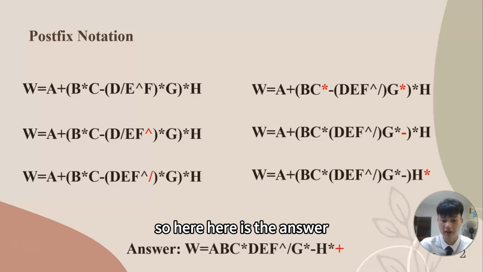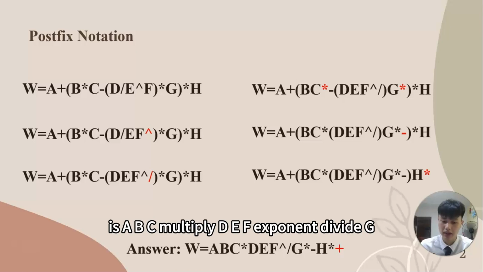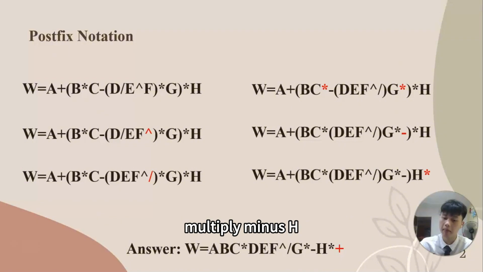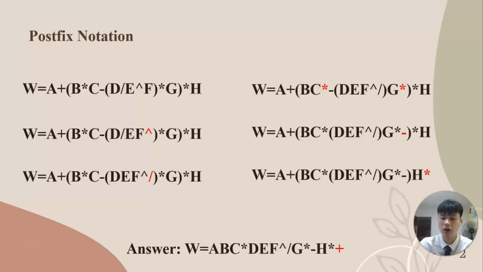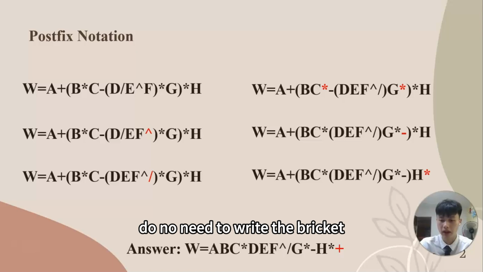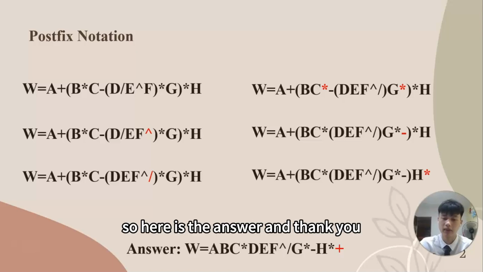So here is the answer: ABC multiply DEF exponent divide G multiply minus H multiply plus. And we need to write the answer with no bracket, because we have done the inside bracket, so there is no need to write the bracket. So here is the answer.